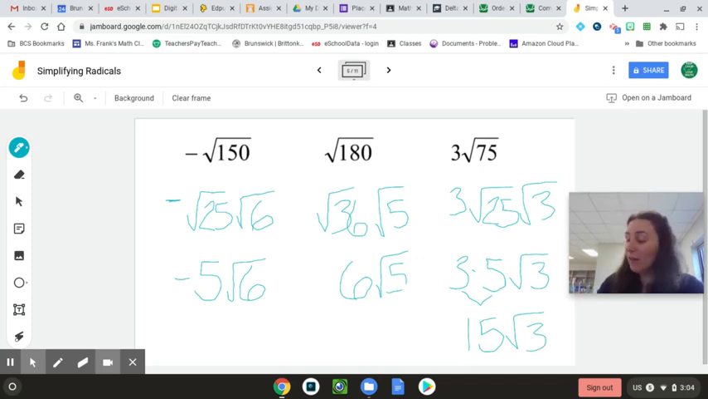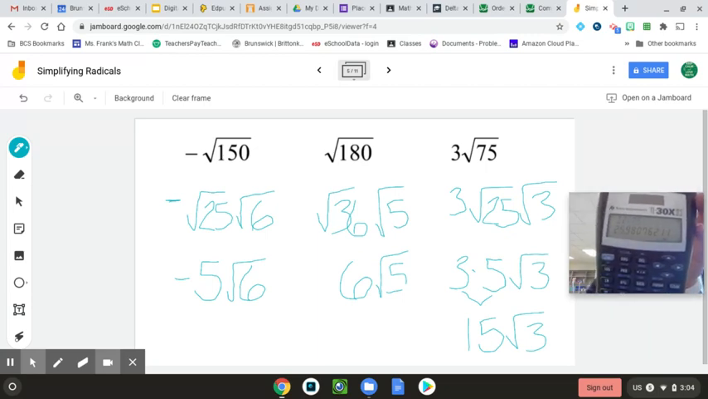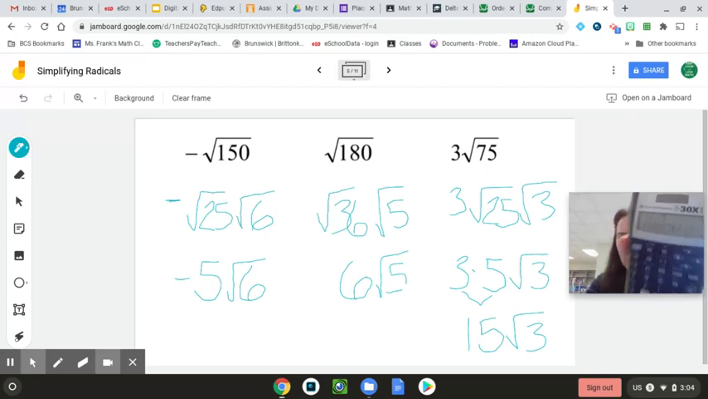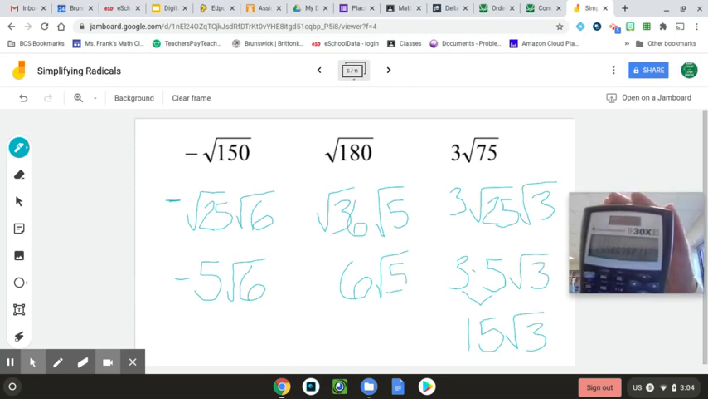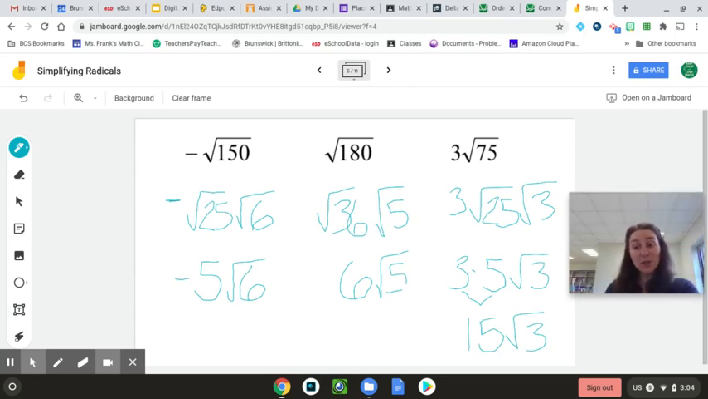And again, if you ever want to check, all you have to do is type in the 3 radical 75. You would get an answer. So what do I get? 25.98. We'll round that, right? 25.98. And I'm going to type in my answer, 15 radical 3. Again, look at that. I get the same exact thing, 25.98. So it's an easy way to check if you're not sure if you did it right. Plug that in, check your answers.